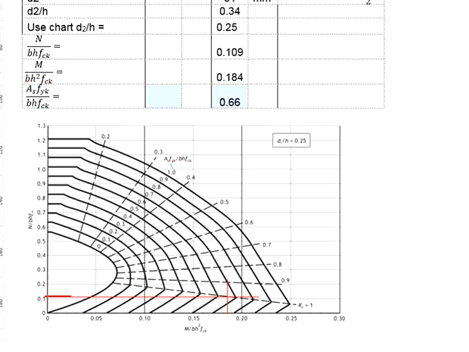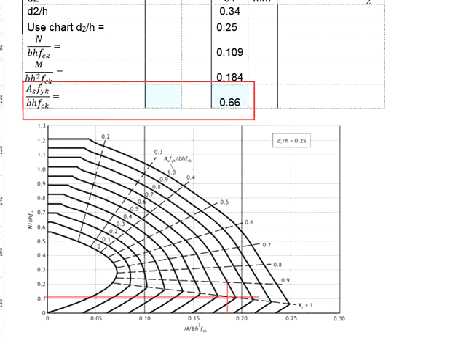Draw a horizontal line for the y-axis, which is equal to 0.109, and then draw a vertical line at 0.184. The two lines intersect here, which falls in between the curve of 0.6 and 0.7. Estimate the location. It is somewhere around 0.66. That means AS FYK per BH FCK equals 0.66.